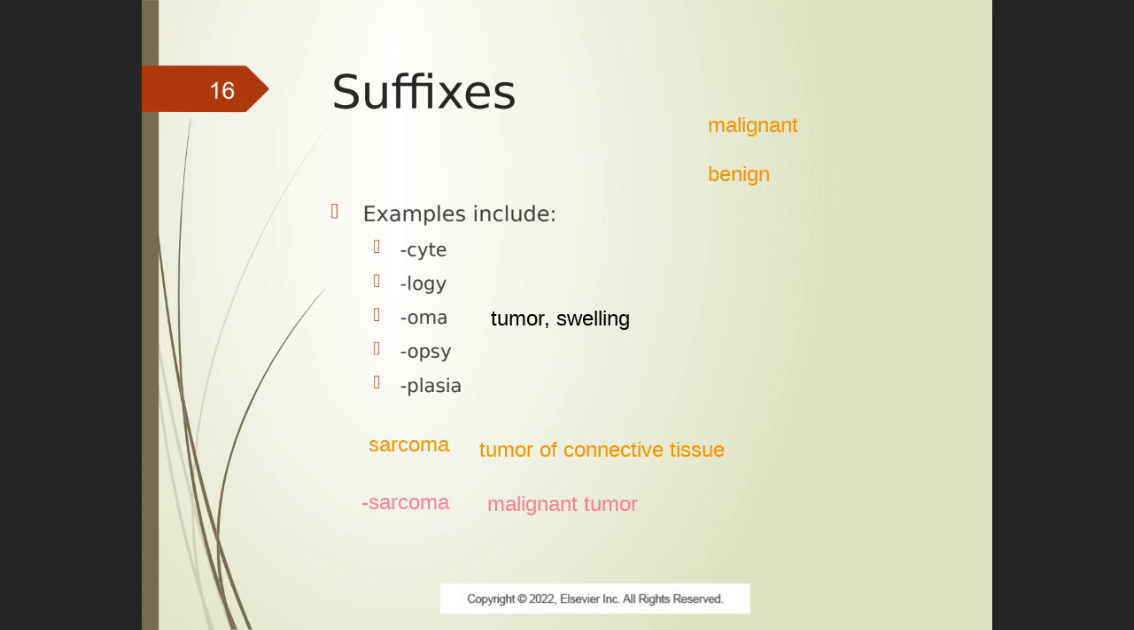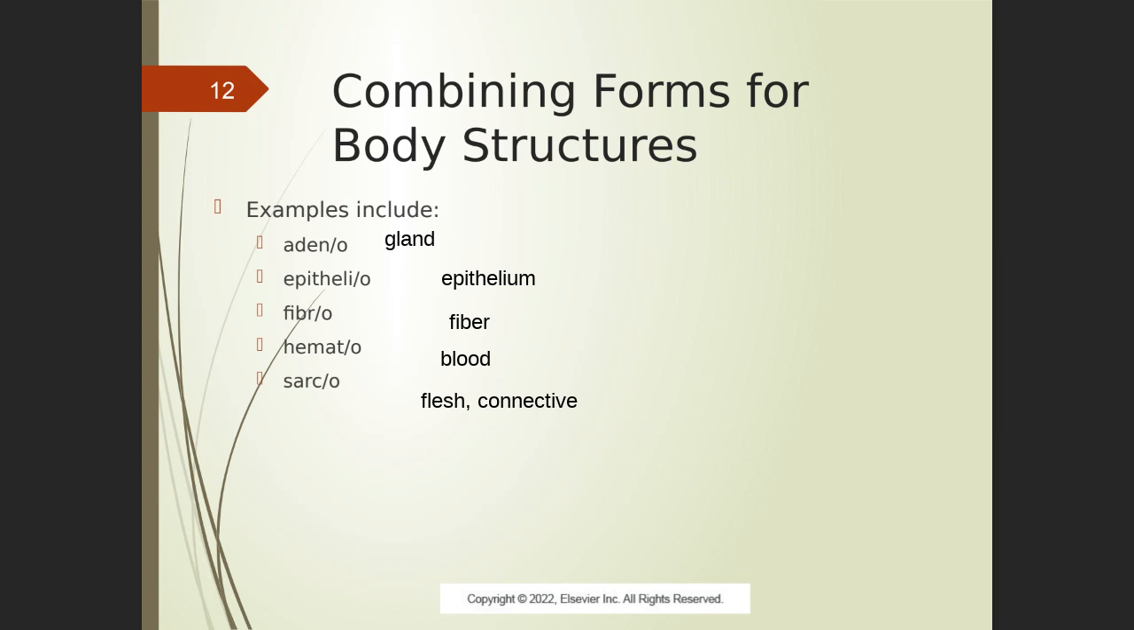So how am I going to use that? Well, let's go back to the combining forms. Let's say you have an adenoma. Adenomas are gland tumors, tumors in the glands. You can have, let's say, for example, breast cancer.